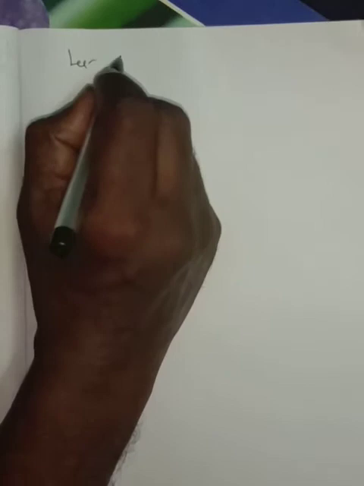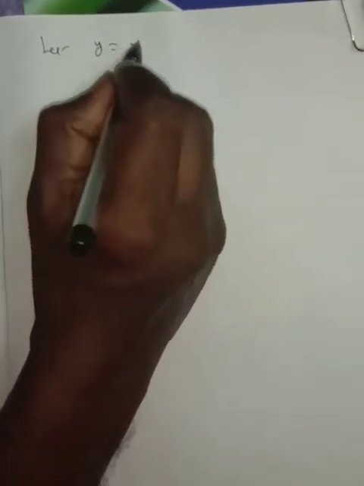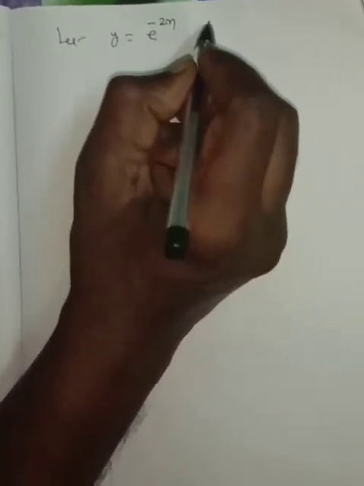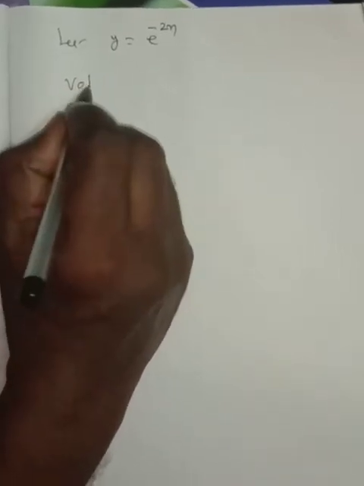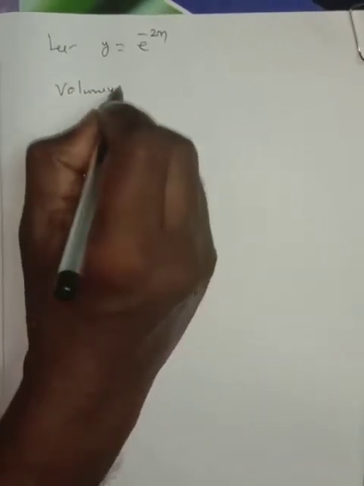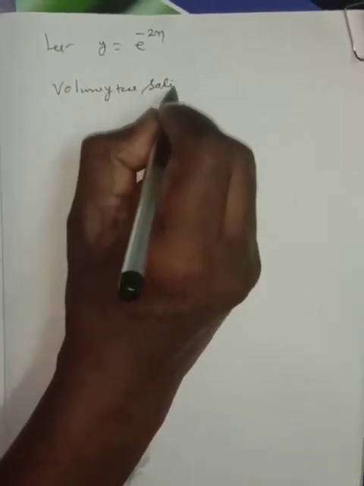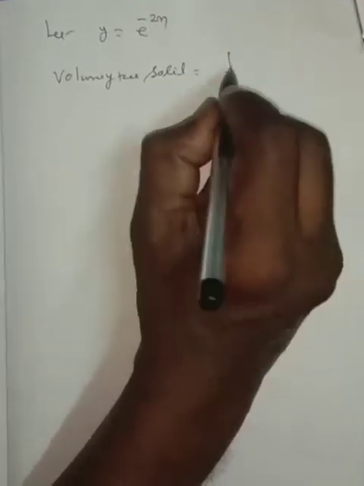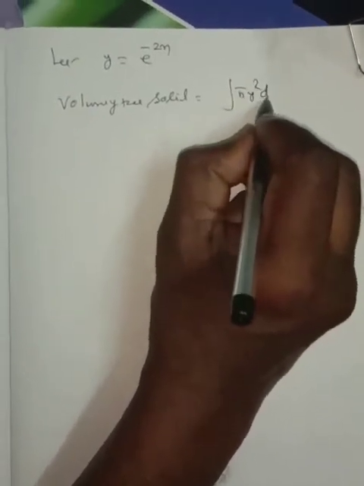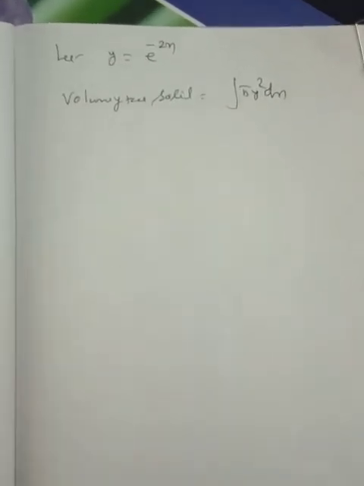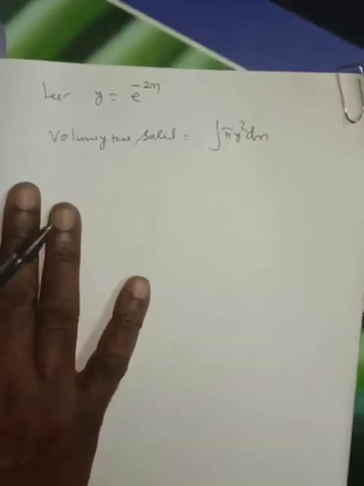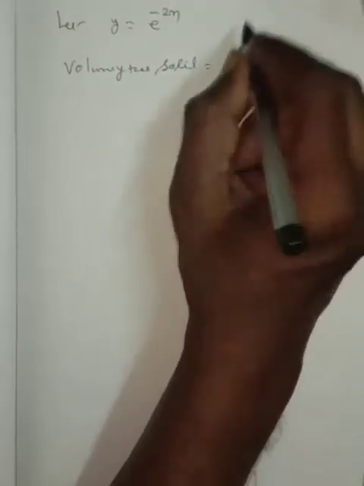Y is equal to e to the power of minus 2x. Volume revolving about which axis? X-axis. Therefore volume of the solid is equal to pi y square dx taken over the limit x is equal to 0 and x is equal to 1. So the lower limit is 0, upper limit is 1.